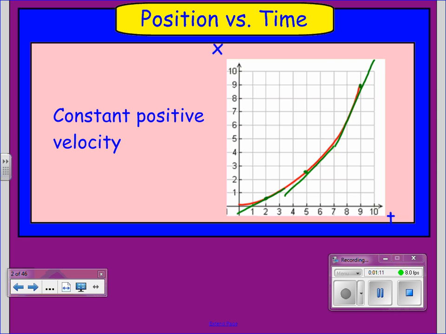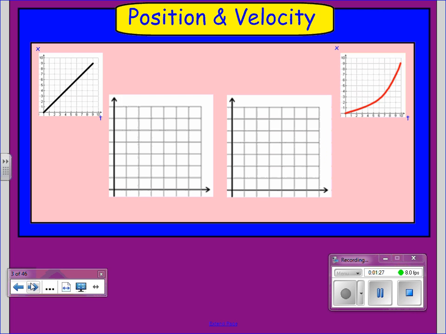Remember, the slope of a position versus time graph will tell you velocity, and as you can see, since the slopes are constantly changing, that means our velocity is changing. So in this second graph, we can see that the velocity is changing at a constant rate. This is known as acceleration.